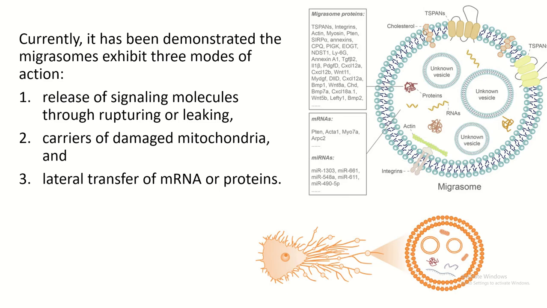What structures are present within the migrasome? They contain small vesicles, proteins, RNA, messenger RNA, actin filaments, and sometimes damaged mitochondria. Currently, it has been demonstrated that the migrasome exhibits three modes of action: release of signaling molecules through rupturing or leaking, carrier of damaged mitochondria, and lateral transfer of messenger RNA or protein.